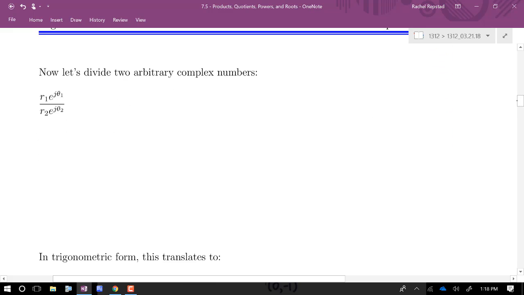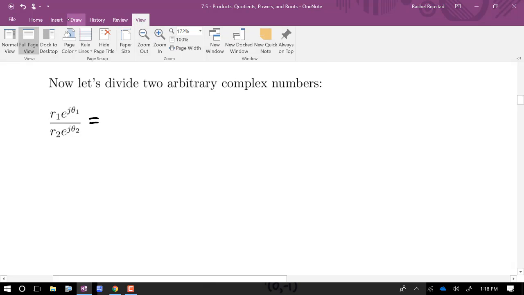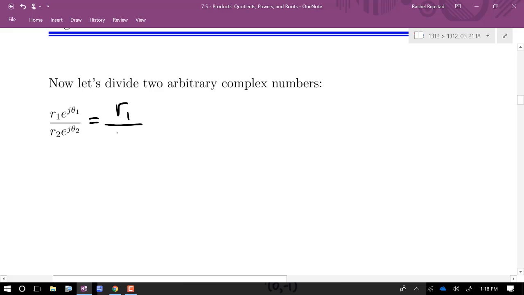All right, let's do some division. Let's take those two arbitrarily chosen complex numbers, with their arbitrary moduli and angles, and now let's divide. We can split up fractions over a product. In other words, I could take that fraction and write it as R1 over R2 times e to the j theta 1 over e to the j theta 2. Those are definitely equal to each other. Going from the right side to the left side is fairly straightforward, so we're just splitting this up.